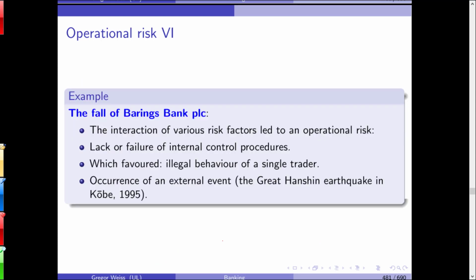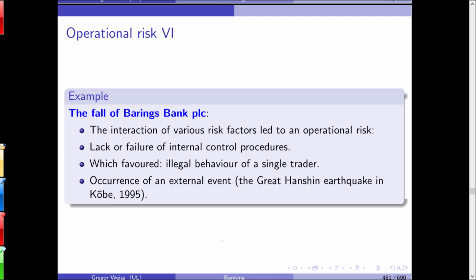Okay. A very good example of the interaction of all these risks leading ultimately to an operational risk is the fall of Barings Bank. I bring this example in all my lectures, and I'm afraid this is the example that shows me how old I've become, because no one remembers Barings Bank. Barings Bank went bankrupt in the mid-90s. What happened?